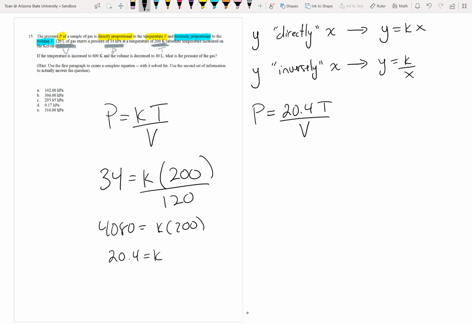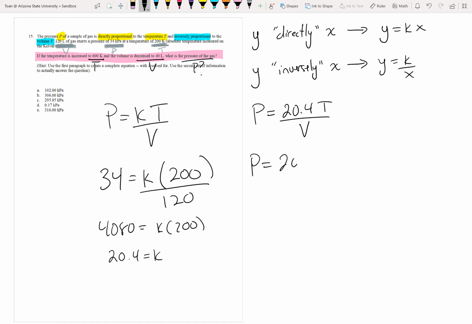Now we can actually use the second piece of information, all this stuff here, to answer the actual question. So notice they say the temperature's increased to 600 kelvin, so that's clearly temperature. Volume's decreased to 40 liters, that's clearly volume. What is the pressure? So that's asking for P. So just plug all the stuff in.